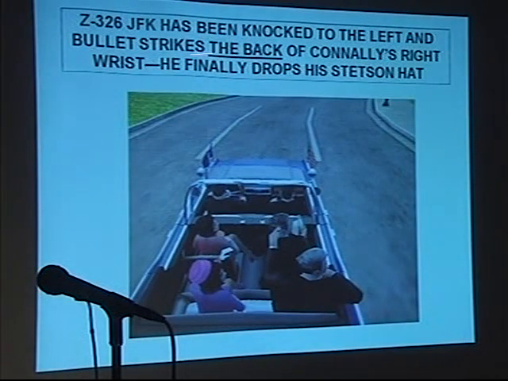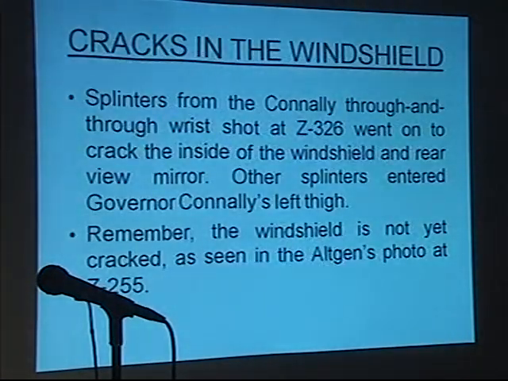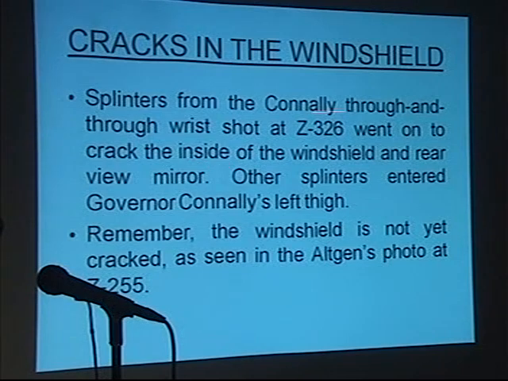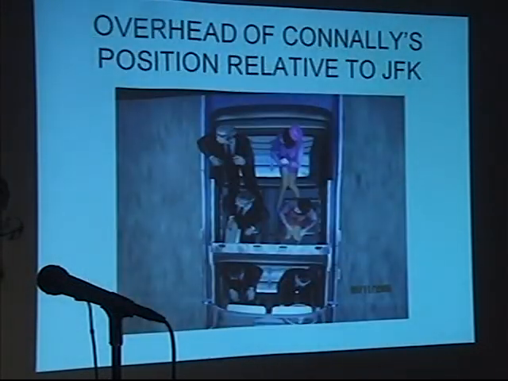Next slide. And here the bullet strikes the back of Connolly's right wrist. Next slide. And then splinters from the Connolly shot, when his hand is up like this and he's holding the hat, that's the opportunity for the windshield to get struck with fragments of lead and crack the windshield. Next slide. And here's the overhead position. Next slide.